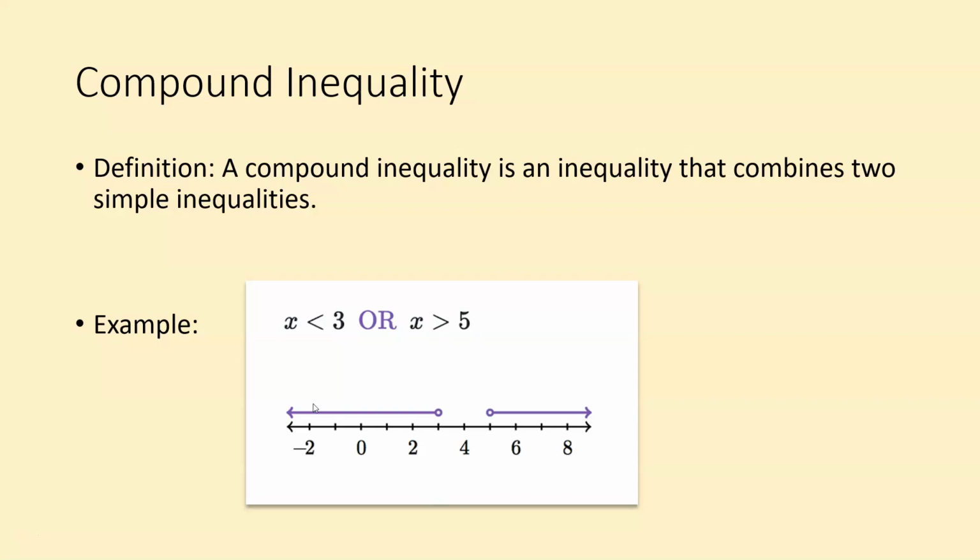Here's how we would represent that in a number line. So your solution is anything less than 3 or anything greater than 5, not including 3 or 5 because these are not less than or equal to or greater than or equal to symbols. That's why we have the open circles there.